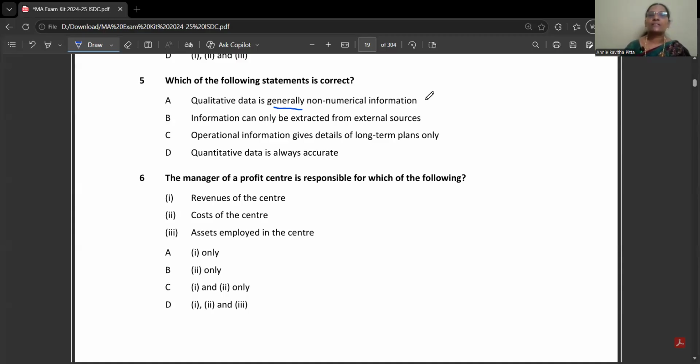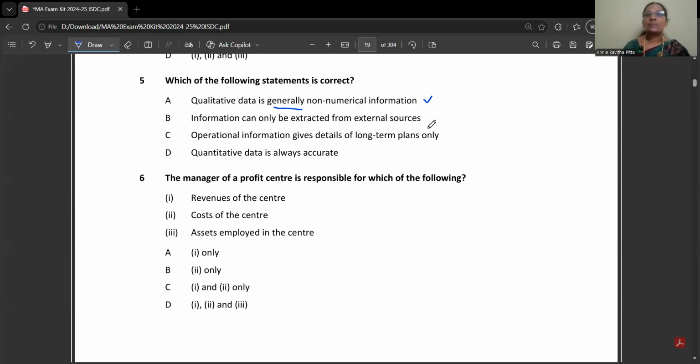Next, information can only be extracted from external sources. See, when data is collected from internal sources, that is the data which is maintained by various departments within the organization. Data is also collected from external sources, like sometimes we see government publishes data, private entities publish the data, multiple other sources. So we see that data is collected from both internal as well as external sources. This data, when it is processed and made into a usable form, we call it information. The meaning of information is data that is processed. Okay, so that part of it is clear.